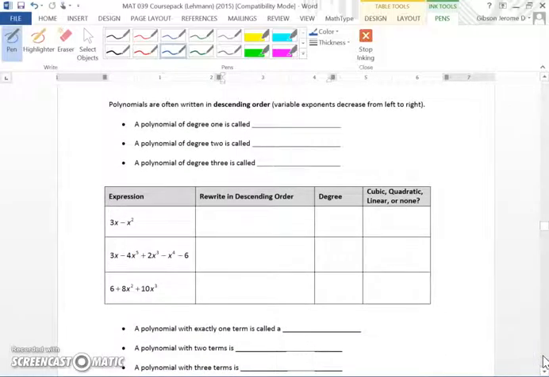It says polynomials are often written in descending order. Variable exponents decrease from left to right. A polynomial of degree 1 is called linear. A polynomial of degree 2 is called quadratic. And then a polynomial of degree 3 is called cubic.